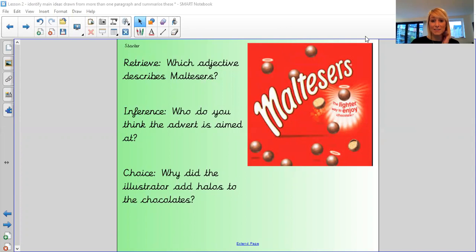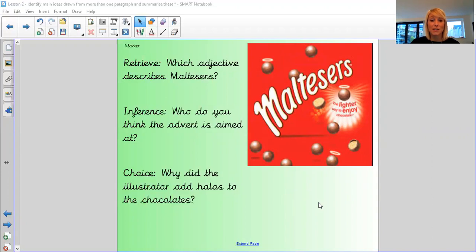So our guided reading lesson for today is going to be quite similar to the last guided reading lesson you have in summarising text, okay? But just to get us warmed up, let's have a look at the image on the screen in front of you, okay? So you can see this picture used in the advertising for Maltesers, and I've got a few questions for you just to get you thinking this morning.